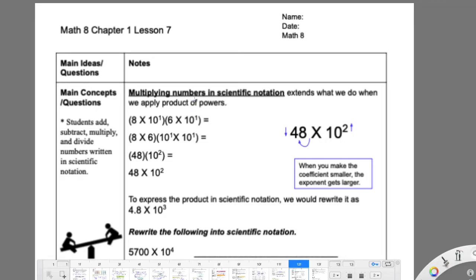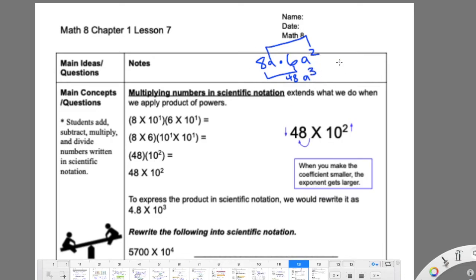So multiplying numbers in scientific notation extends what we do when we multiply product of powers. So we already went through the product of power rules. Before, when we had product of powers, I'll have 8a times 6a squared. This is something that we would have seen in product of powers. So I'd go 8 times 6 for my coefficients, and I'd get 48. And then I'd go a times a squared, and I'd have a to the third power. So it's just a very quick review of product of powers.